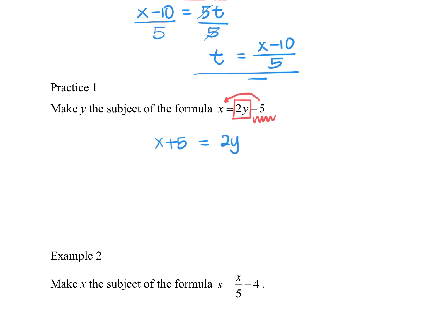So now 2y is on its own. Y is on its own with 2 bodyguards. The relationship here is multiplication, so we do the reverse operation. We do division: divide by 2, divide and conquer. Now we rewrite the expression to make y the subject. We keep y at the front. This one here cancels away, no more y, right? And we put the remaining at the back. So this is x plus 5 over 2.